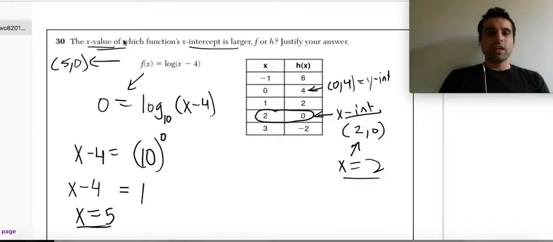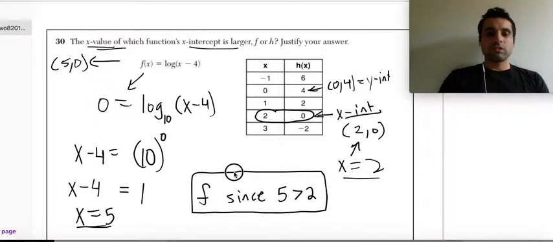So the x value of which function's x-intercept is larger, f or h? Well, for f it's 5, and for h it's 2. So the x value of f of x's x-intercept is larger. So f, since 5 is greater than 2. Right? So the x value of which function's x-intercept is larger? f of x, because 5 is greater than 2. Right? Justify your answer, and we did. That's all there was to it, guys.